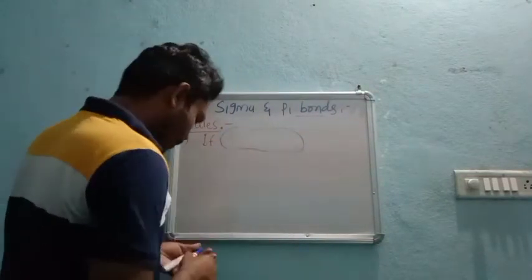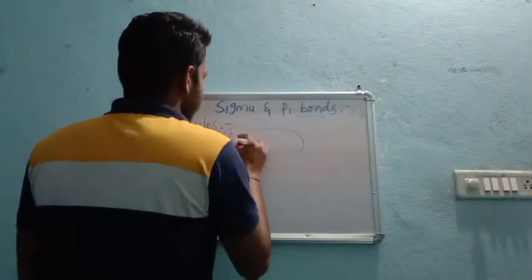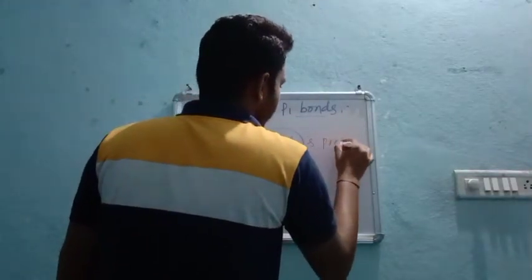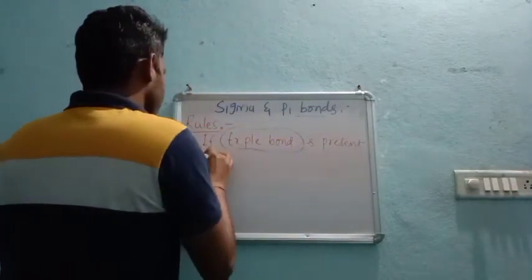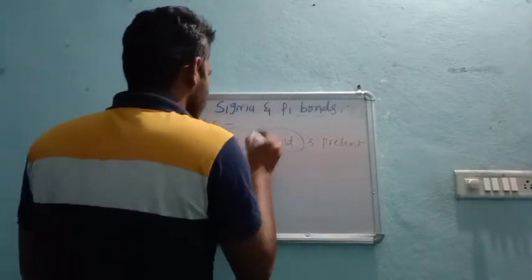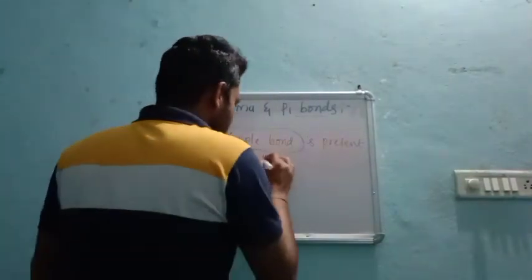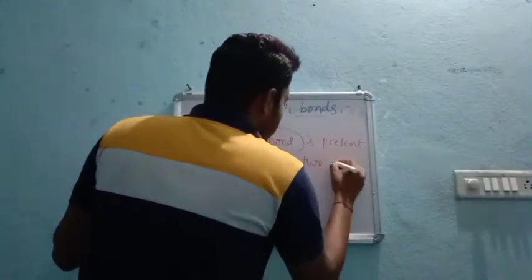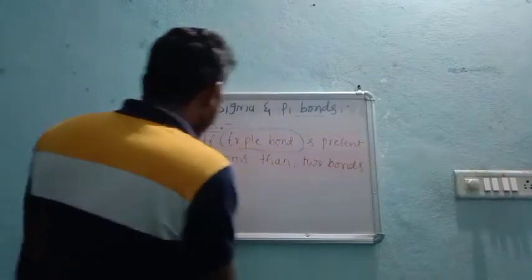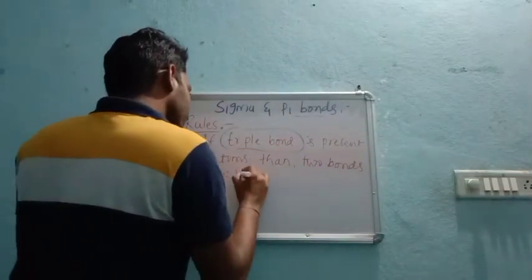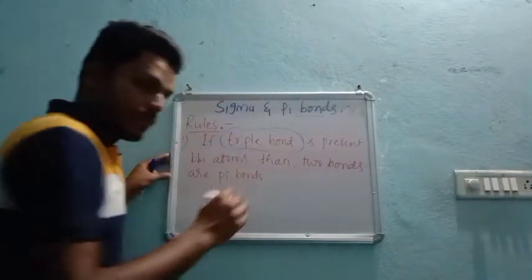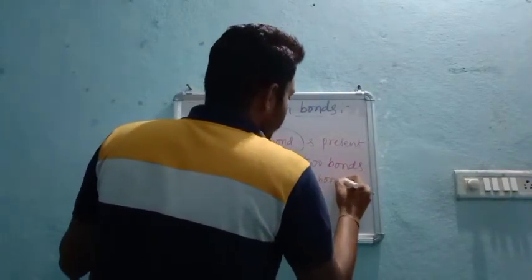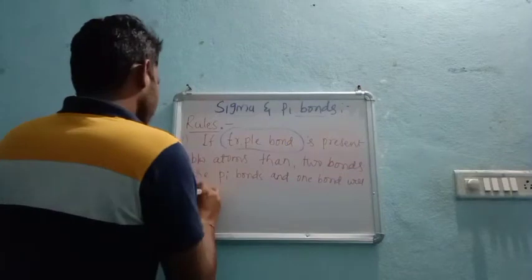Now, if a triple bond is present between atoms, then, which is very important, two bonds are pi bonds, and one bond will be sigma.